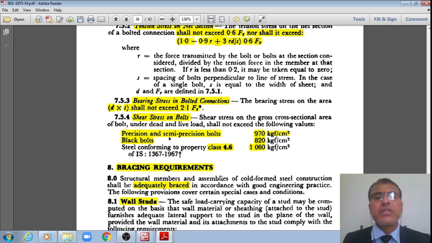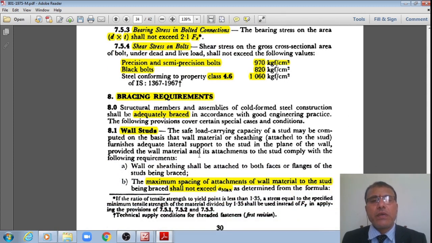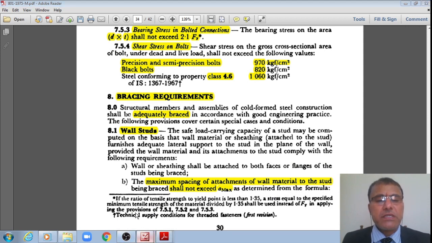The next one is shear stress on the bolts. If precision and semi-precision bolts are used, then the shear stress in the bolts is 970 kg force per centimeter square or 97 Newton per mm square, or if black bolts are used, then 820 kg force per centimeter square or 82 Newton per mm square, and still conforming to the class 4.6, then it should be 1060 kg force per centimeter square or 106 Newton per mm square. Then next one. What are the bracing requirements for the wall struts? I have already shown what these wall struts are.